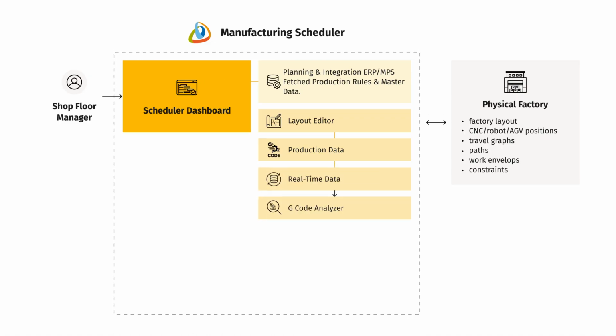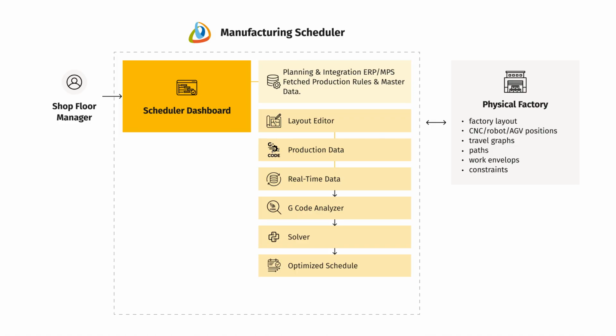Behind the scenes, the G-code analyzer extracts actual process requirements, while real-time data keeps the system synchronized with current machine status, work-in-progress, and active operations. Using all this information together, the solver generates an optimized schedule, assigning work to the right machines, balancing workloads, and organizing the production flow as efficiently as possible.